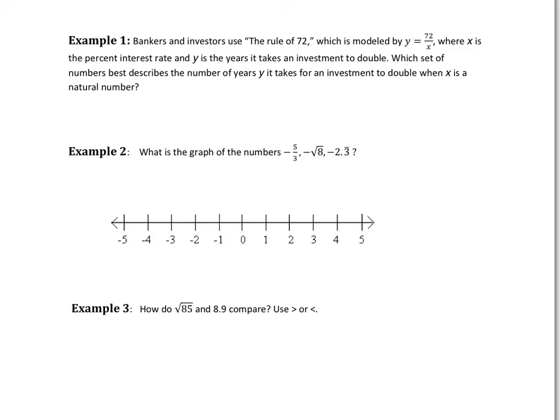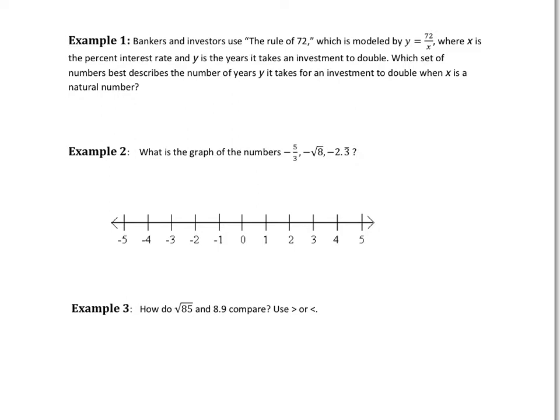It says, bankers and investors use the rule of 72, which is modeled by the equation y equals 72 over x, where x is the percent interest rate and y is the years it takes an investment to double. Which set of numbers best describes the number of years y it takes for an investment to double when x is a natural number? Well, if x is a natural number, 72 divided by x is going to give us a rational number. And that's your answer, just the fact that it's a rational number.